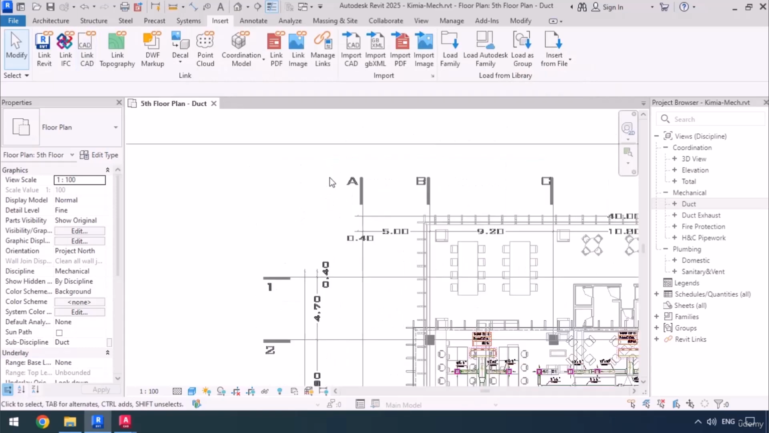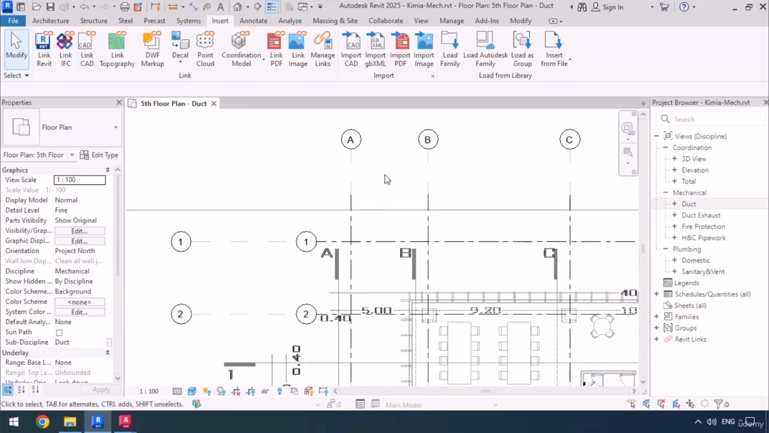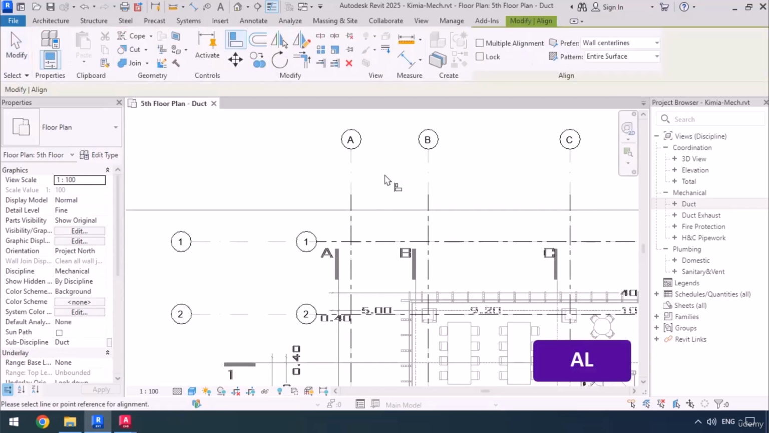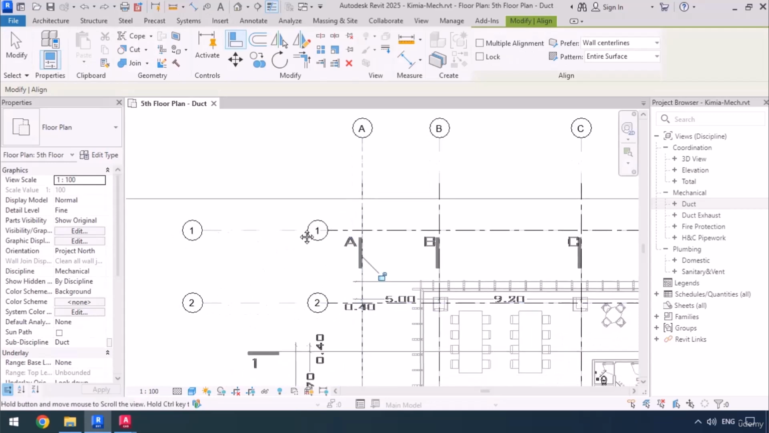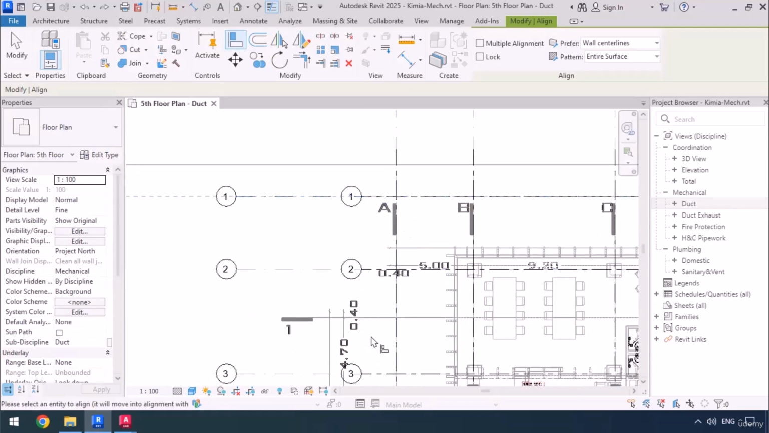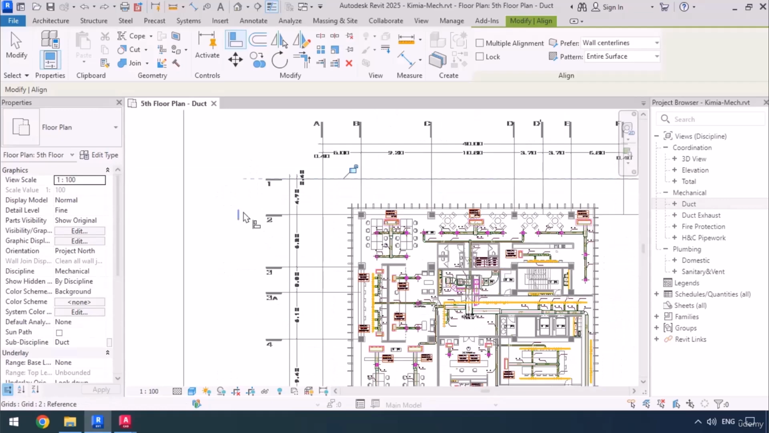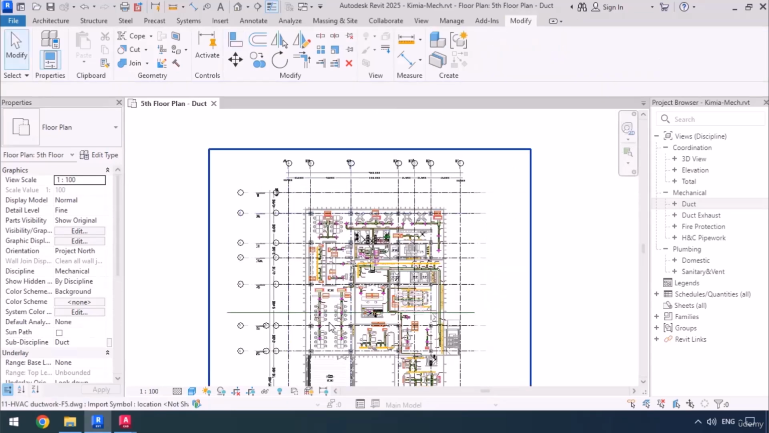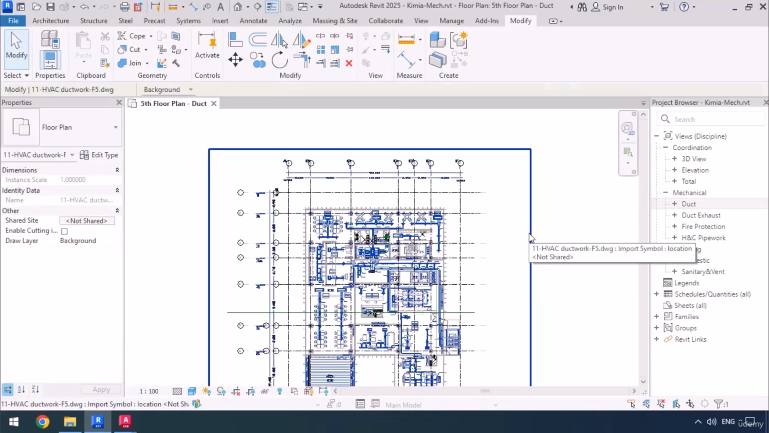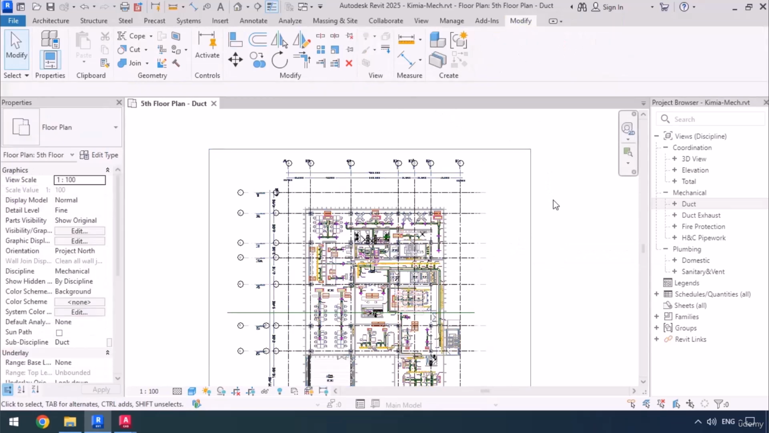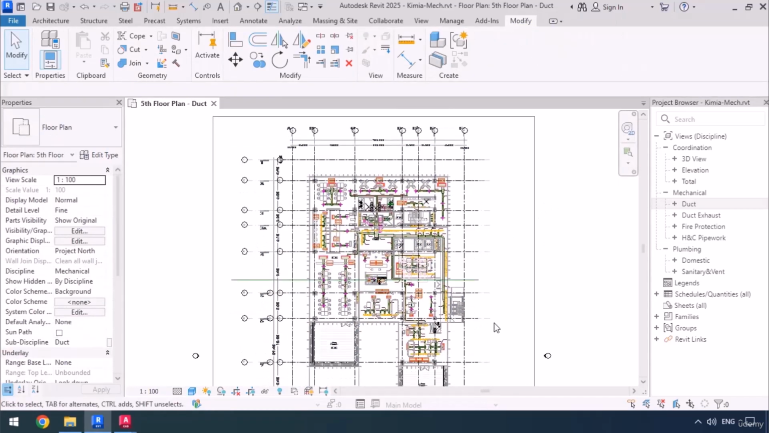Now we're going to have to position the plan exactly in the right place. So we're going to get the align command using the shortcut AL, then select Revit's A grid, then the A grid from the plan, then horizontally grid 1 from Revit, and then grid 1 from the plan. And this way we adjust the position of the link. Then we could also select the plan and pin it to make sure it doesn't move around by mistake. So we're just going to repeat the same process for all the other plans, and we're going to have to link all of them into their corresponding views.